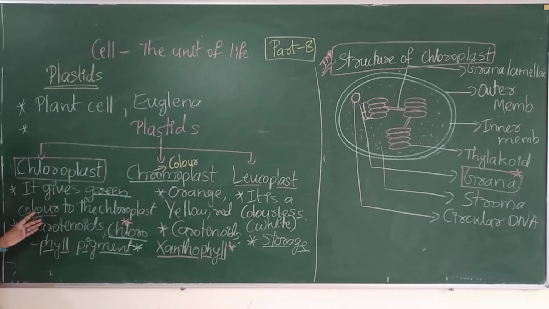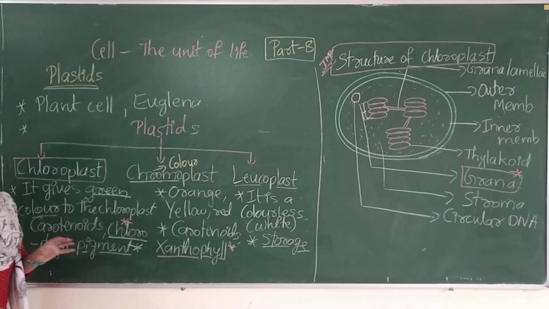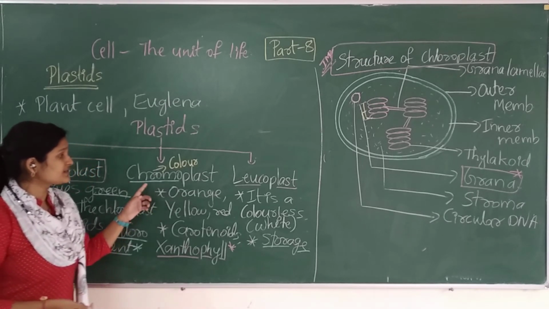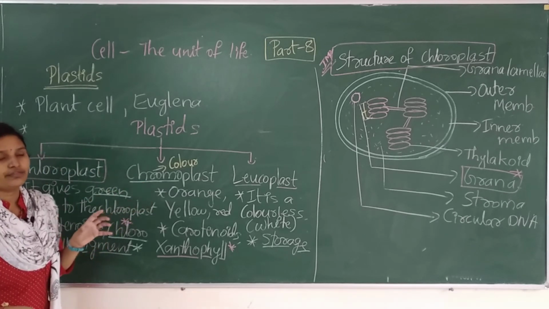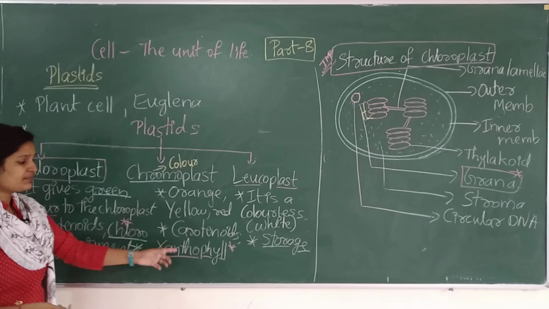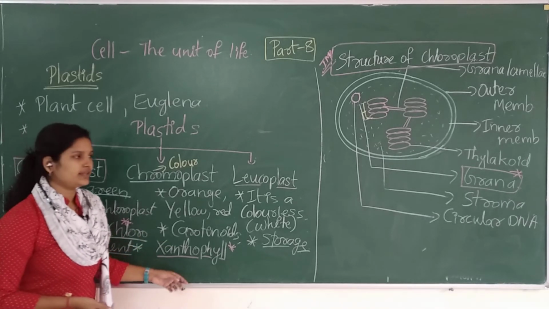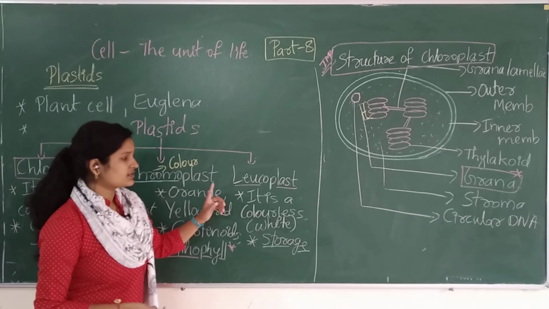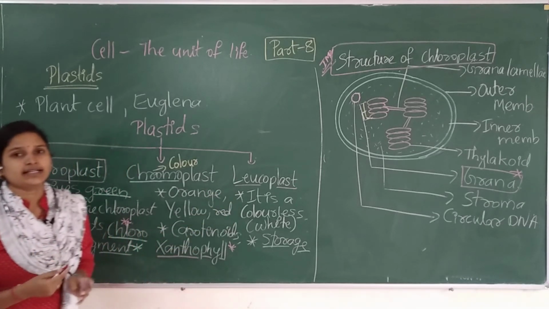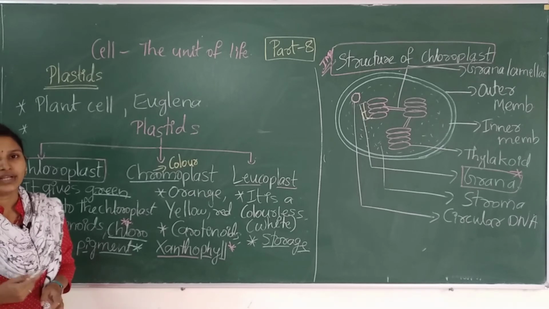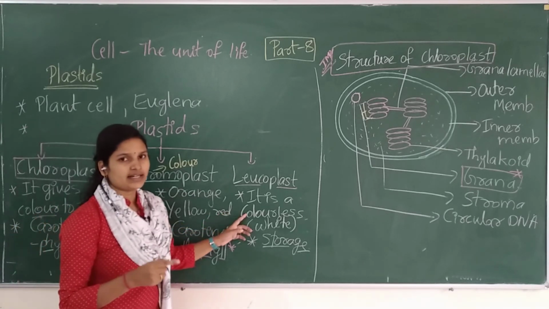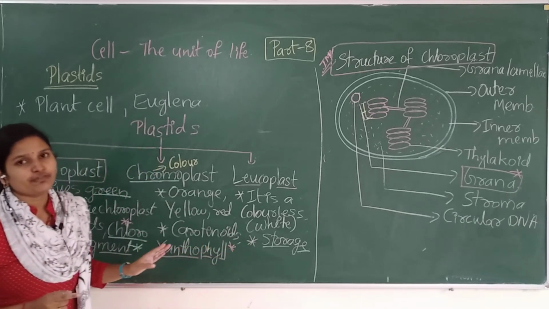Chloroplast is very important because it gives the green color to the plant because of the presence of chlorophyll. Next, chromoplast; chroma means color. Plants have different colors, and all that coloration is because of pigments like xanthophyll and carotenoids. Next is leucoplast. Leucoplast is very important because it stores food material and nutrients, and it is colorless, mainly helpful for storage.